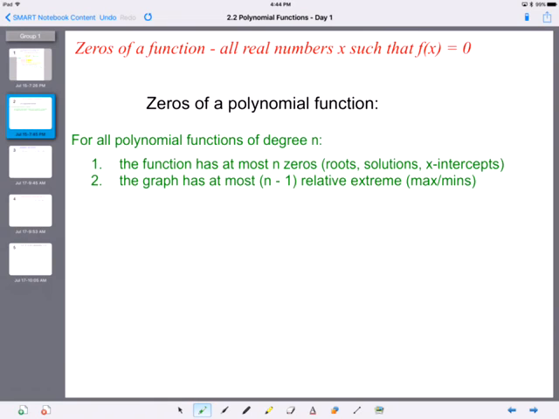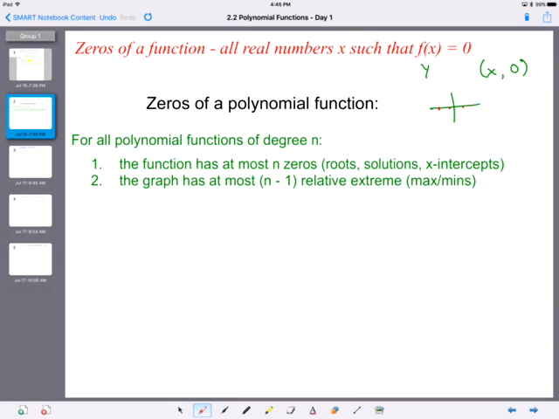So the next one, we're going to talk about the zeros of a function. The zeros of the function are all real numbers x, such that f of x equals 0. Now remember, f of x is the same thing as y. So what we're trying to find, as I told you guys in quadratics, is that x value when y is 0. And if you're looking for the x value when y is 0, then you're looking for these values on the x-intercept.